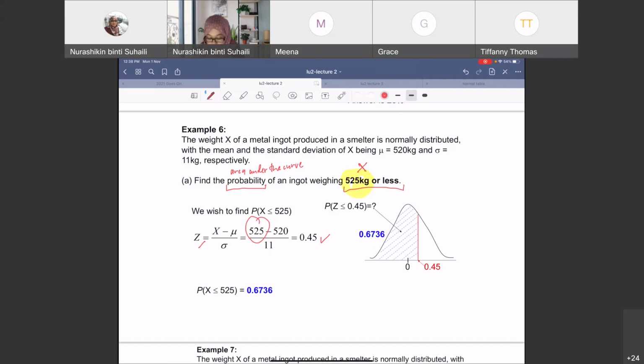So it means that although we have converted into Z value, we want to find the area on the left, something that is less. Right? So it covers from the left until 0.45. Okay, so you know already this one is 0.5. So you just have to find the area here. Let's name it A, and this is Z equal to 0.45.